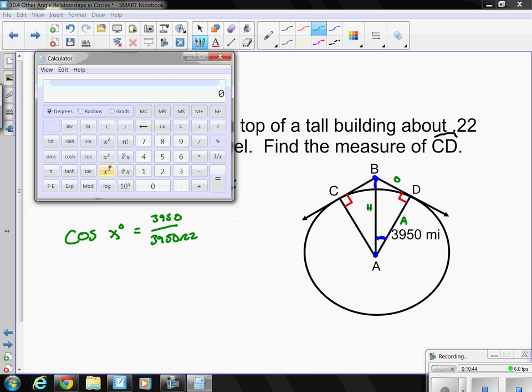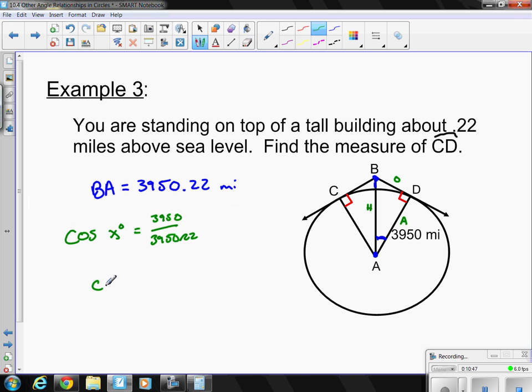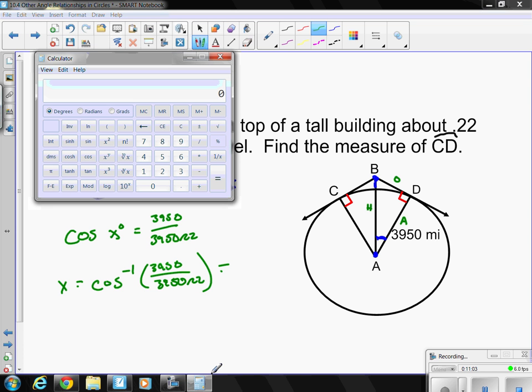Okay, so bring up the calculator. This calculator is not the best. I'm going to have to basically take the inverse cosine to get x by itself, so I'm going to have to divide this out for this calculator first. 3950 divided by 3950.22. I get 0.088. Inverse cosine. I get an answer of 84.